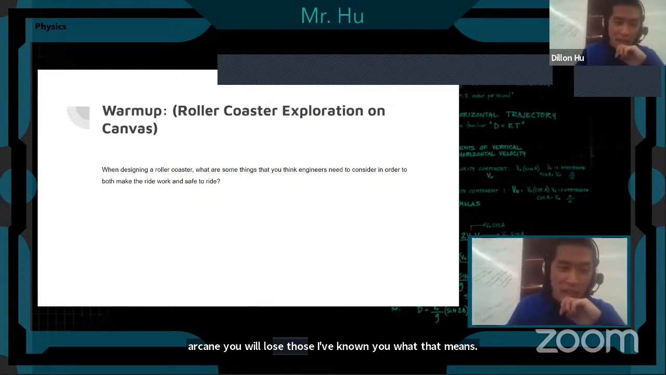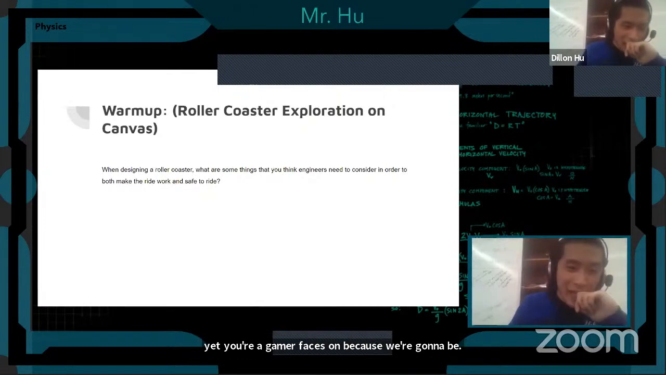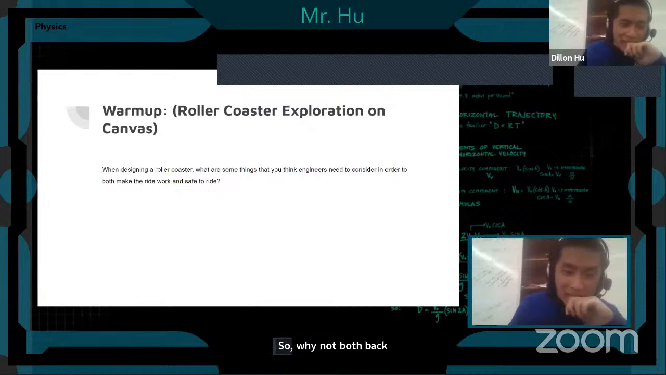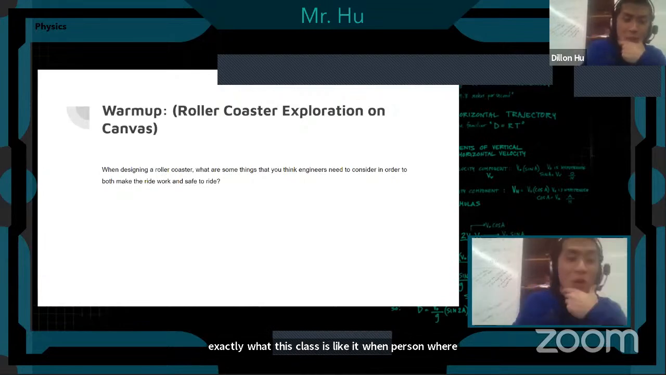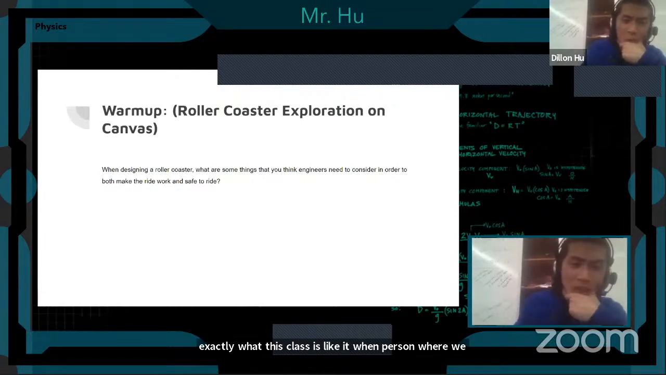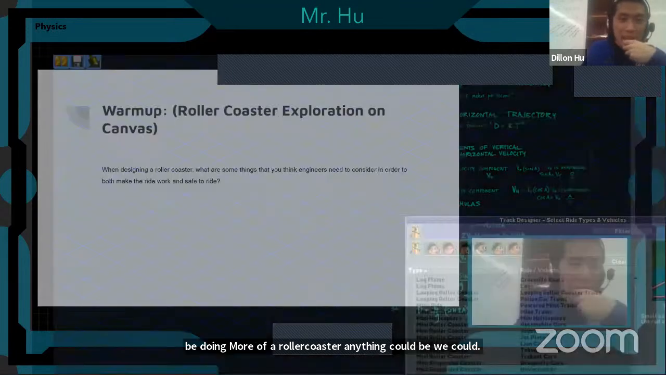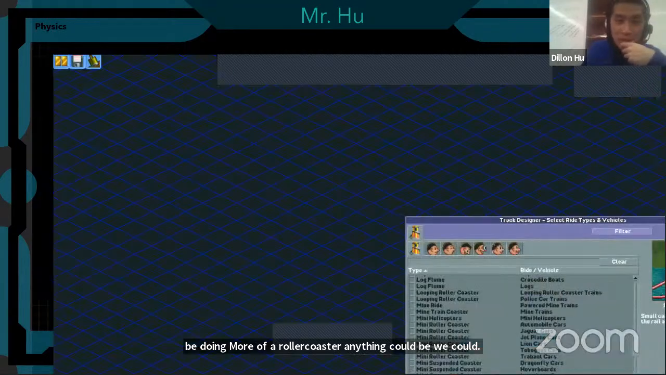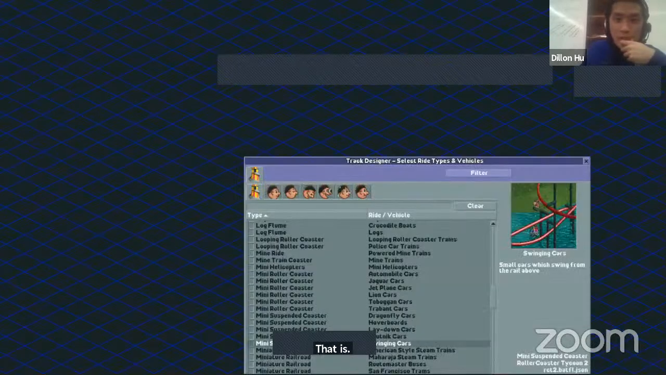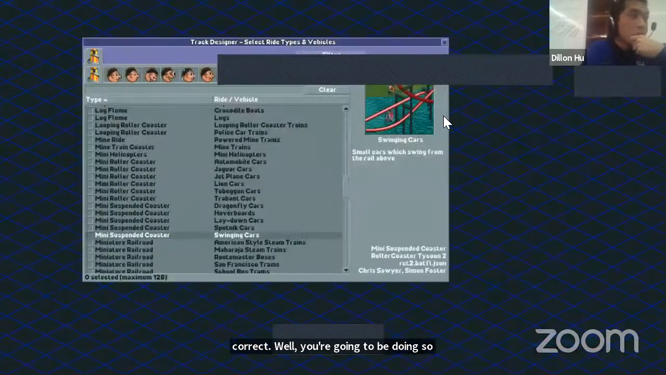get your gamer faces on, because we're gonna be doing some gaming today. So why not both? Best class and MS. Exactly. That is exactly what this class is like. If we're in person, would we be doing the marble roller coaster thing? Could be. I think normally we might do a marble roller coaster thing, but today we are actually going to be doing something different. That is correct. We are going to be doing some Roller Coaster Tycoon.